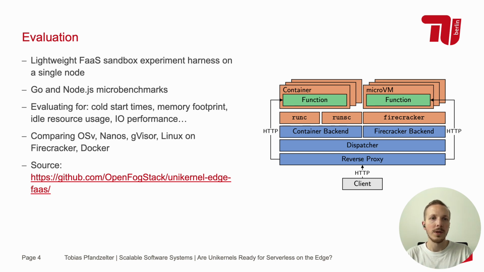We used Go and Node.js microbenchmarks, and we looked at cold start times, memory footprint, idle resource usage, I/O performance, and the like. And we compared OSv and Nanos as unikernels, gVisor as a secure container runtime, Linux and Firecracker, and Docker as a baseline for how much performance we can get when we sacrifice levels of security. Our code is open source. It's available on GitHub. The link is here. So if you want to rerun those experiments and check it out, you can.